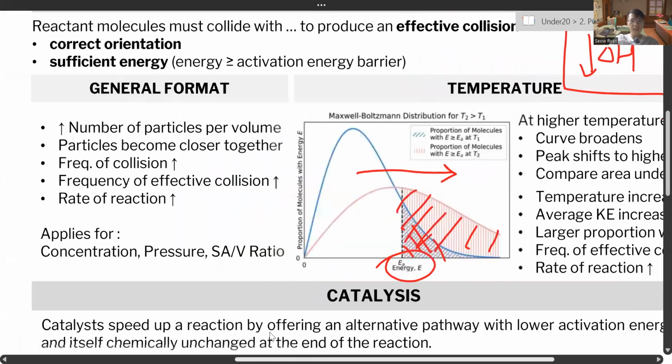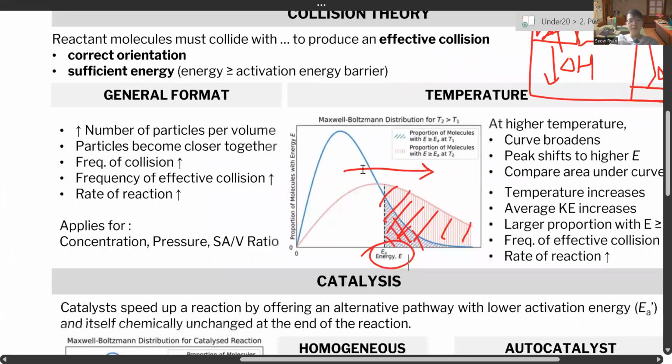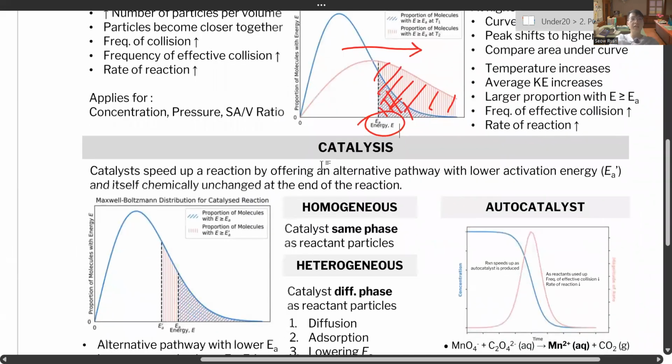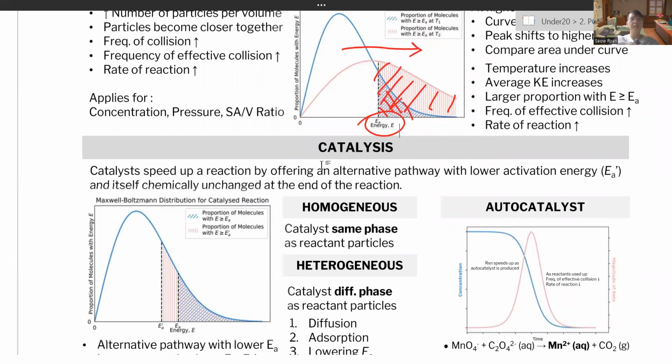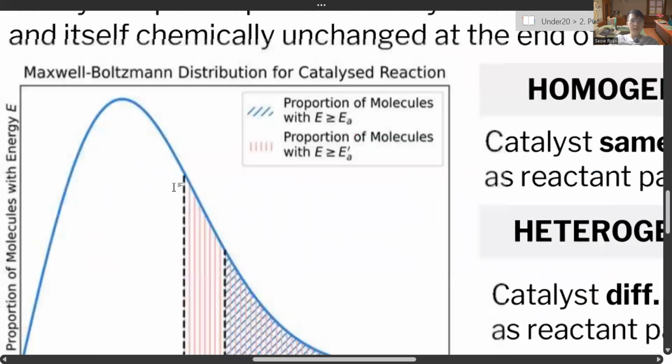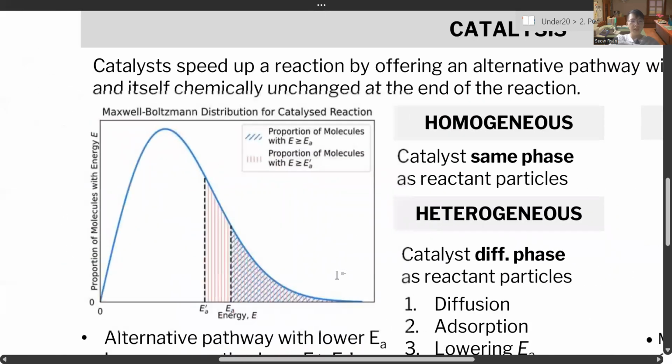The Maxwell-Boltzmann curve is also applied in catalysis, which uses catalysts. Catalysts speed up a reaction by offering an alternative pathway with a lower activation energy. But the catalyst itself remains chemically unchanged, which means that it is used up at the start and then regenerated later on. If we draw a Maxwell-Boltzmann curve for the catalyzed reaction, it will be the same, because there's no temperature change, so the proportion will be the same. But now you have a lower activation energy, shown by EA prime.